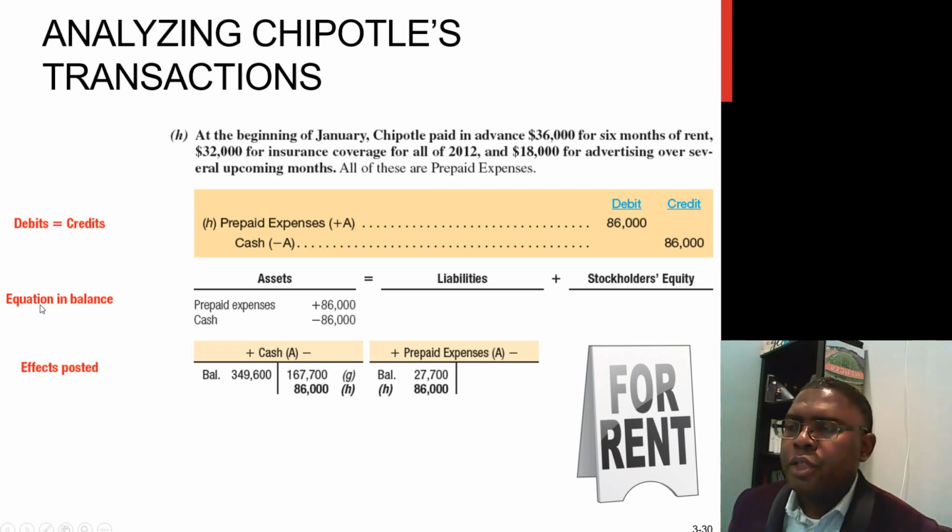The last thing we do is to post this general entry into the general ledger on the different T accounts. So the two accounts, cash and prepaid expense. The cash was a credit balance, so in the T account posting, that will come on the credit side, and the prepaid expense was a debit balance. So when we post to the prepaid account, that will come on the debit side.